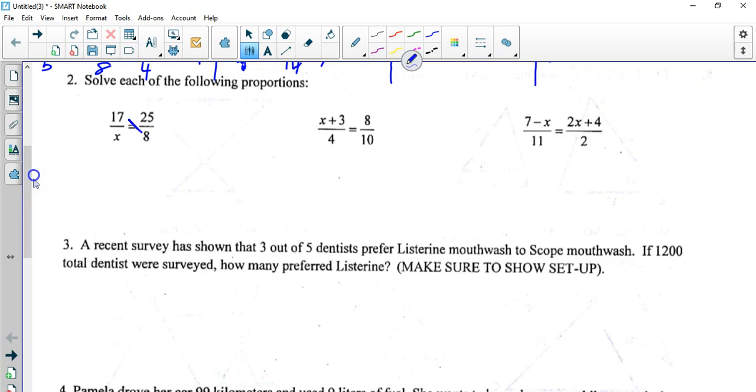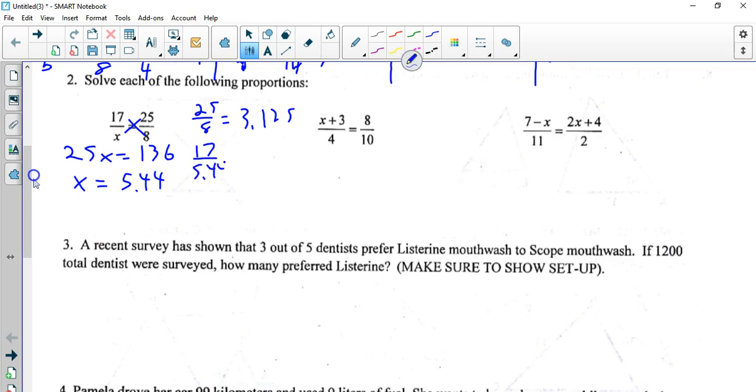Okay, solve. All we're going to do is cross multiply and solve. So that's going to give me 25x equals 136. Divide both sides by 25, and yes, I'm going to get a decimal. That's okay. Decimals do not mean wrong. Now, if you want to check it, you could do 25 divided by 8, you get 3.125. And if you do 17 divided by 5.44, you'll get 3.125. So you can confirm your answer if you like.